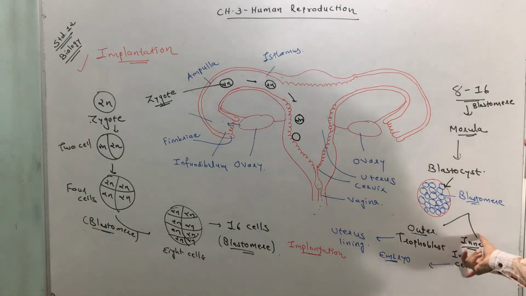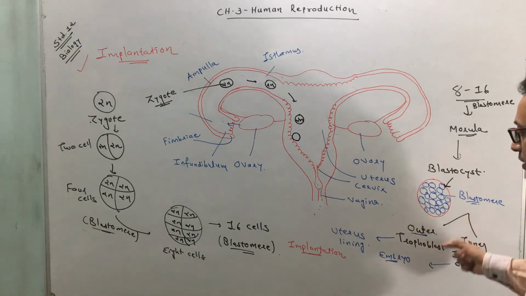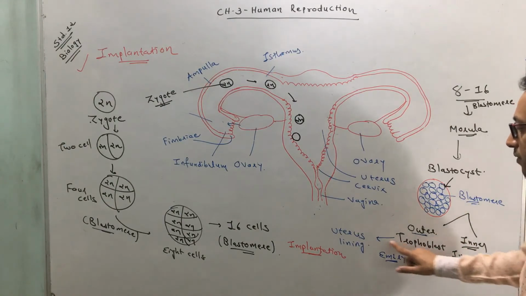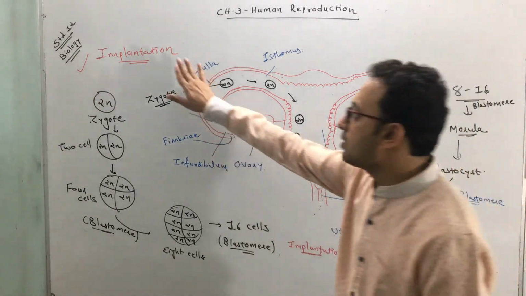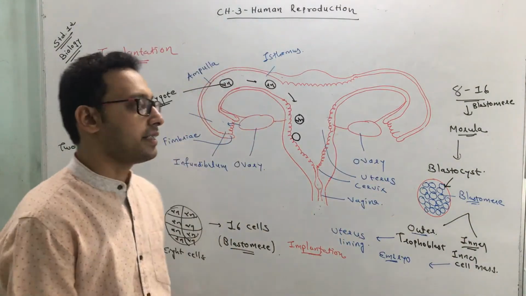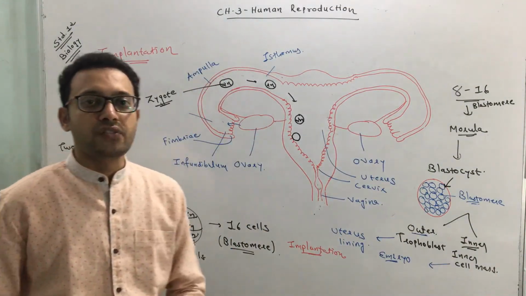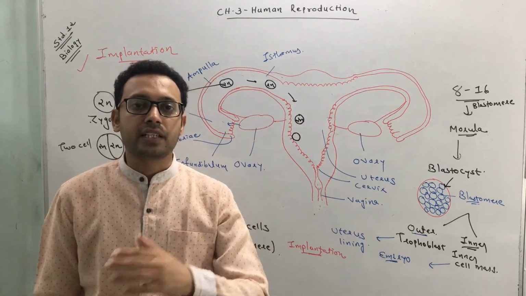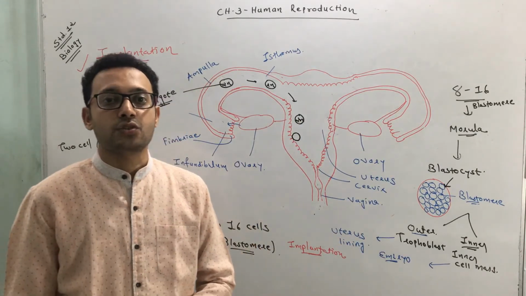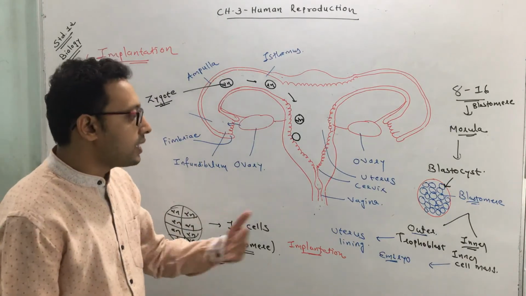And the cells present inner to the trophoblast develop into an embryo. So we have finished two processes. First is fertilization, and the second one is called implantation. Okay. Now what is happening?